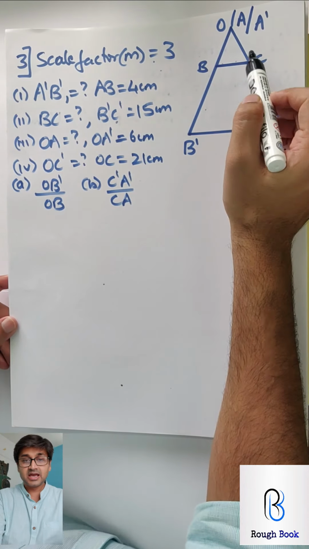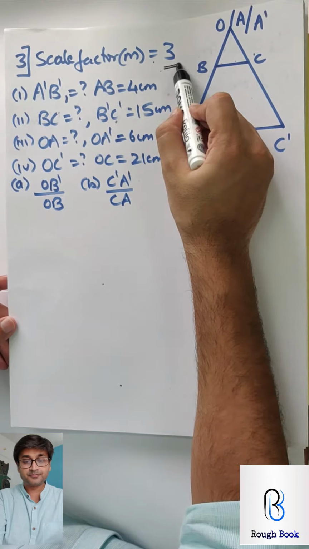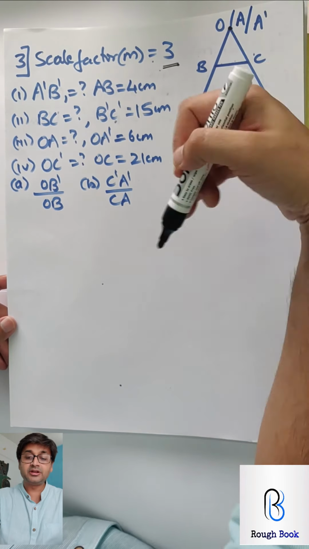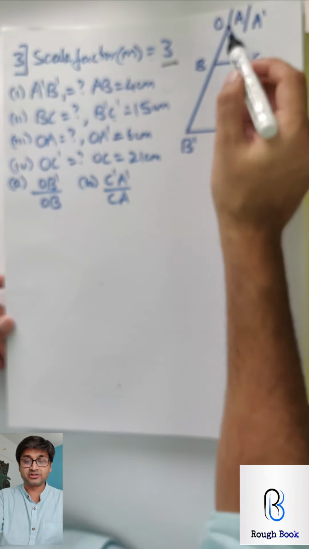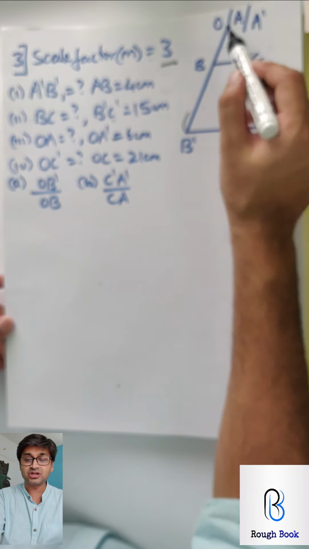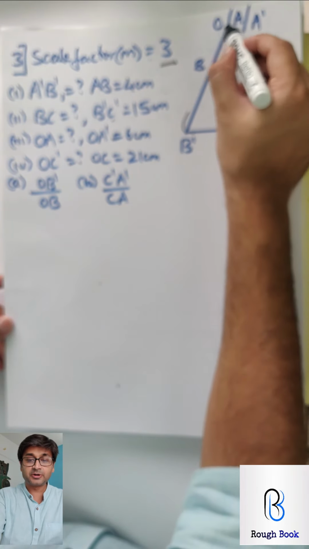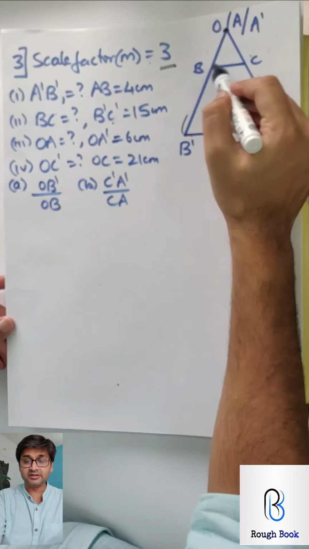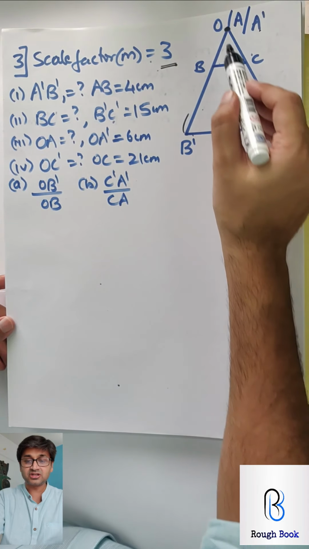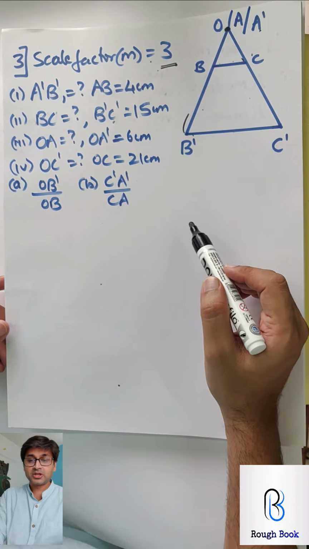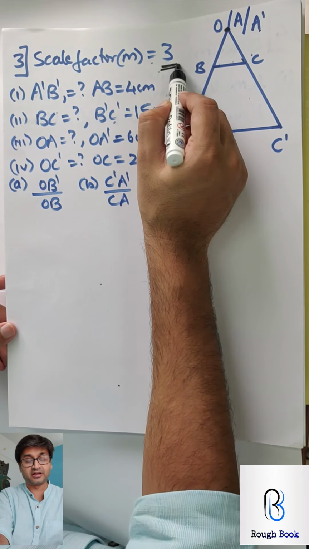They say ABC has been scaled by 3 on a point O. So you can either draw on the other side or the same side. So I have drawn it on the same side as A dash, B dash, C dash. So this particular point has 3 names: ABC, A dash, B dash, C dash, and point O also. Okay. So now how the scaling has happened is 3 times.